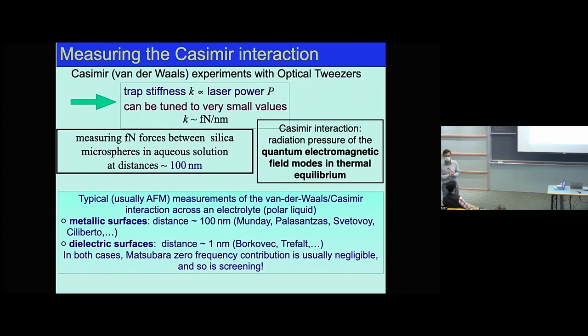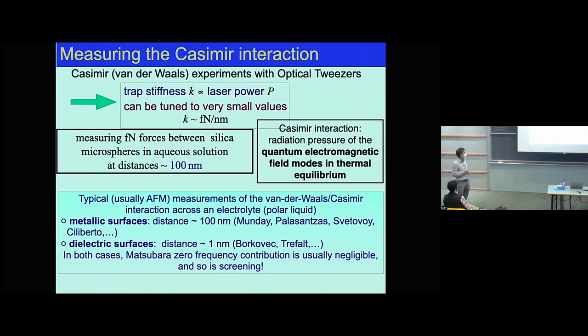the total signal. On the other hand, measurements with dielectric surfaces, so smaller reflection coefficients, are usually done at a much shorter distance, a few nanometers, because with dielectric surfaces the signal is going to be weaker. So people usually go to shorter distances in order to be able to measure. And in this case, again, the zero frequency contribution is going to be very small, because now the distance is so small that I'm close to the zero temperature case, more or less.